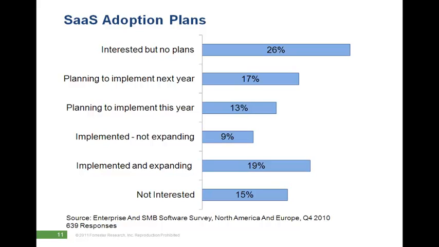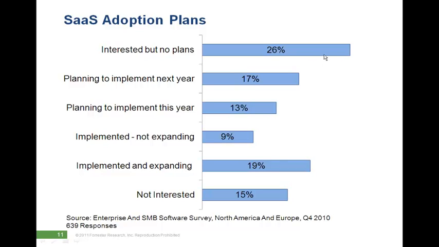First off, this chart shows information regarding enterprise plans related to SaaS. It's from our enterprise and SMB survey that we did at the end of 2010, and there were 639 senior IT responses. The question we asked was, what plans does your organization have related to SaaS technology?